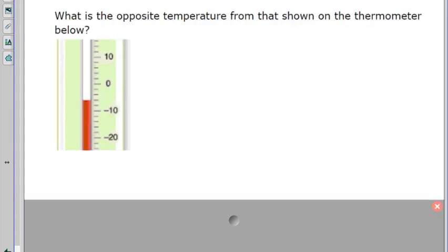First question, it asked, what is the opposite temperature from that shown on the thermometer? Well, here is 0, and as we go down, we're going negative. Here's -10, and we have 5 increments. That means each increment is 2 degrees. So there's 2, 4, 6. So this is a -6 degrees. They don't really give us units. Could be Fahrenheit, could be Celsius, I don't know. Well, the opposite of -6 is 6.